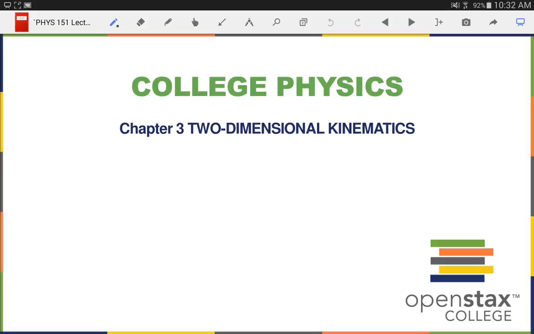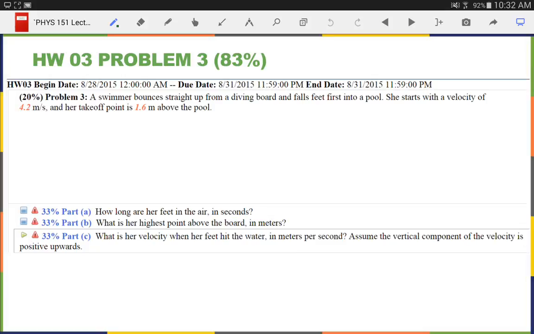Okay. We will start with looking at a homework problem. Homework problem number 3 from the assignment that was due Monday night. Why did I choose it? Because it had the lowest score, 83% on the homework problems. So let's look at how you solve a problem like this.